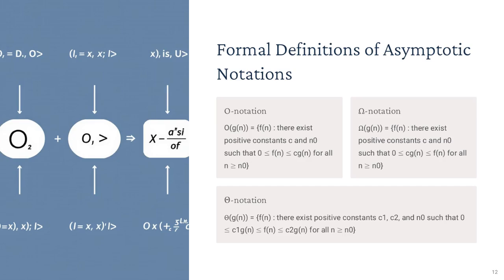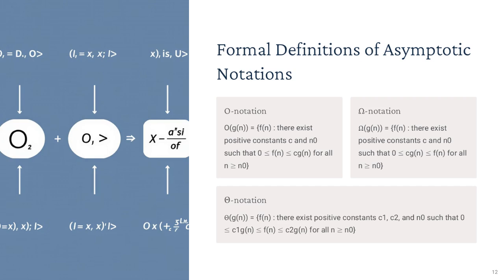For O notation, f(n) is in O(g(n)) if there exist positive constants c and n0 such that 0 ≤ f(n) ≤ cg(n) for all n ≥ n0. This describes an upper bound on the growth of f(n). Similarly, Ω notation is defined as: f(n) is in Ω(g(n)) if there exist positive constants c and n0 such that 0 ≤ cg(n) ≤ f(n) for all n ≥ n0, representing a lower bound.